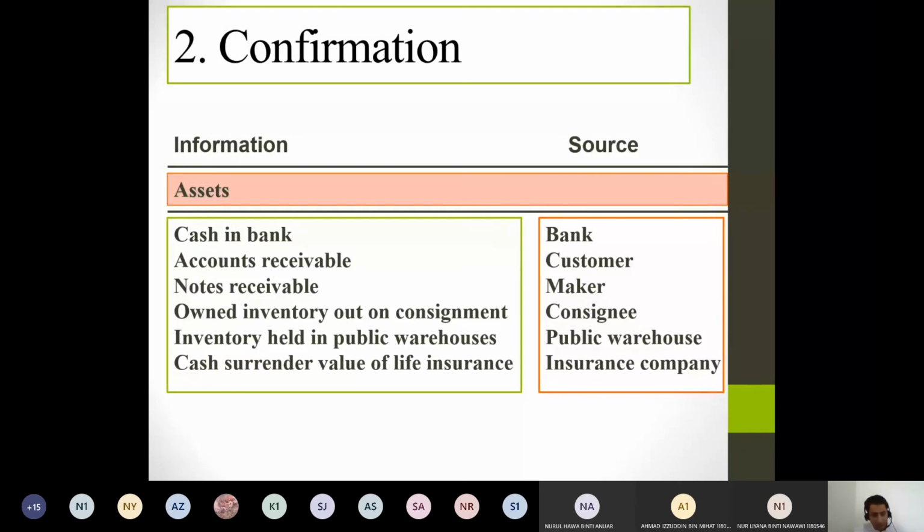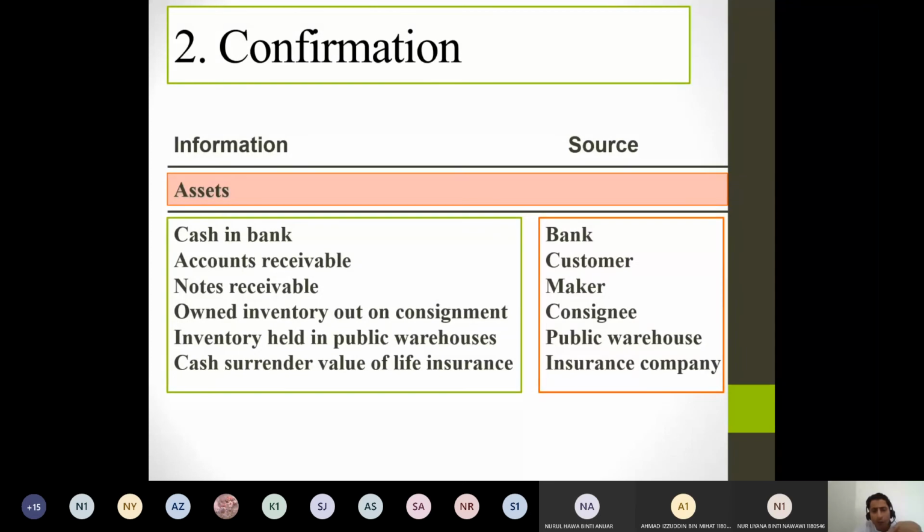They assert and claim the ownership of inventory out on consignment, inventory held in a public warehouse if they didn't use their own house, also cash surrender value of life insurance and so on.